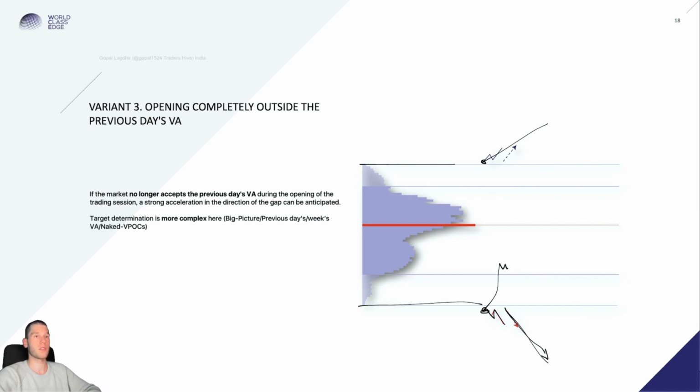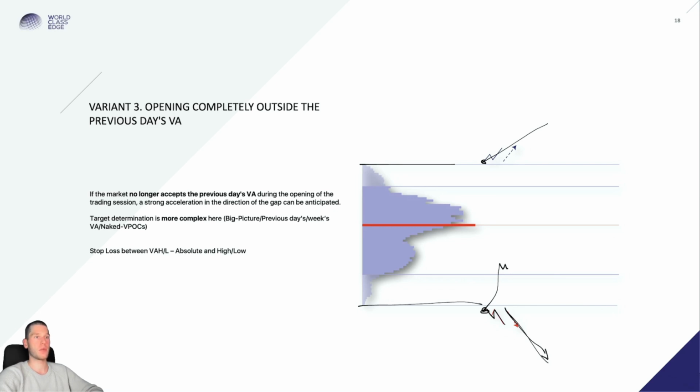The target determination in this case is more complex. We need to view the big picture or load a lot of the previous days. You can load, for example, the previous 1000 days and then look for naked POCs or general interesting levels, high volume areas, low volume areas, all of that stuff, naked VPOCs or naked value areas, although naked VPOCs are way stronger than naked value areas.